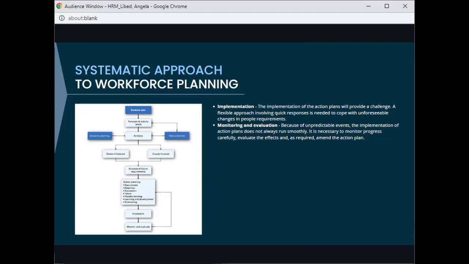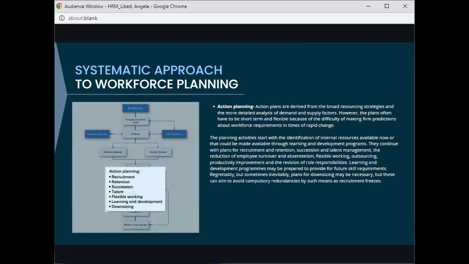Then, after that is the implementation. Implementation of the actions will provide a challenge. A flexible approach involving quick responses is needed to cope with unforeseeable changes in people requirements. Then, after that is the monitoring and evaluation. So, after ma-implement lahat simula business plan, i-monitor siya and i-evaluate because of unpredictable events. The implementation of the action plan does not always run smoothly. So, it is necessary to monitor progress carefully, evaluate the effect, and as required, amend the action plan. So, inside the action planning are the following: recruitment, retention, succession, talent, flexible working, learning and development, and last is the downsizing.